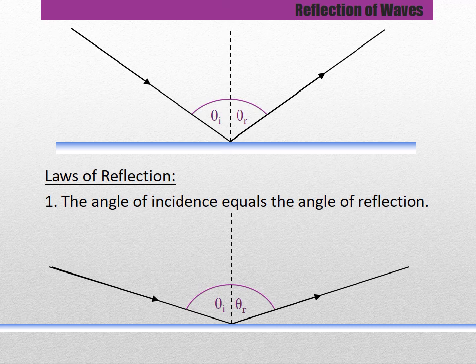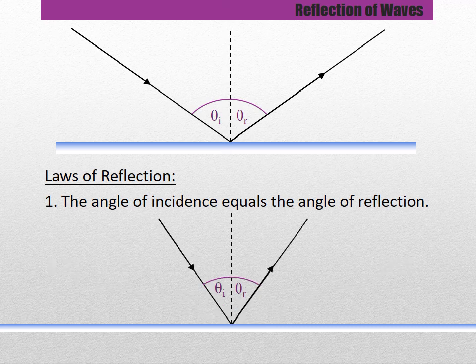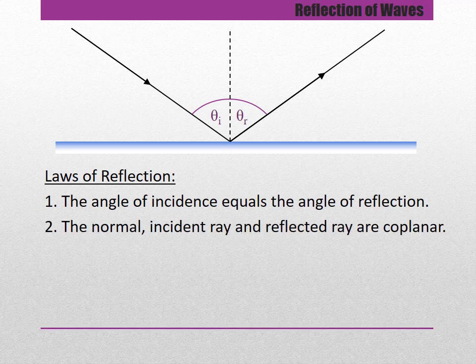It's just like in pool. If I decrease the angle of incidence, I have a smaller angle of reflection. And just like what you may have done in pool, if you shoot the ball directly towards the bumper, it comes directly back at you because the angle of incidence equals 0, so therefore the angle of reflection equals 0, and the ball travels along the normal towards and away from the surface. The second rule is that the normal, the incident ray, and the reflected ray are coplanar, meaning they all exist within the same plane.